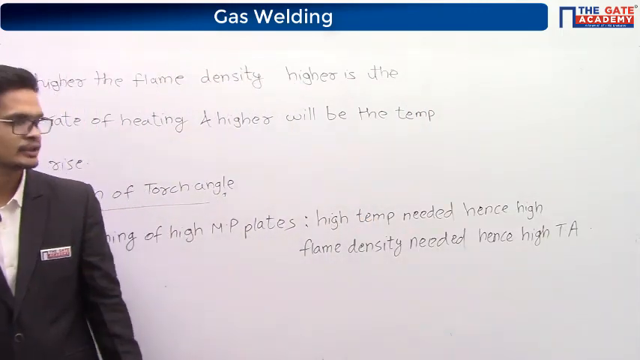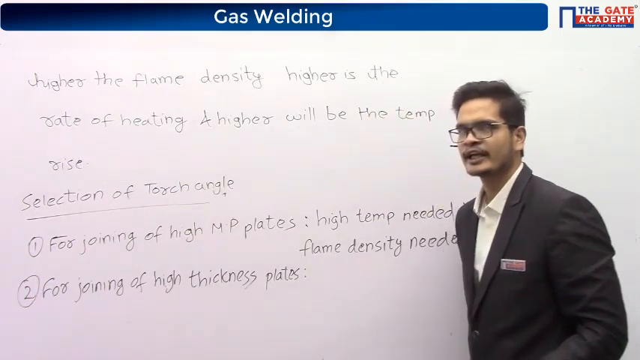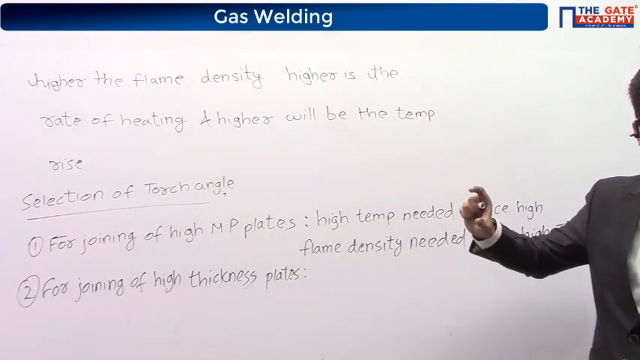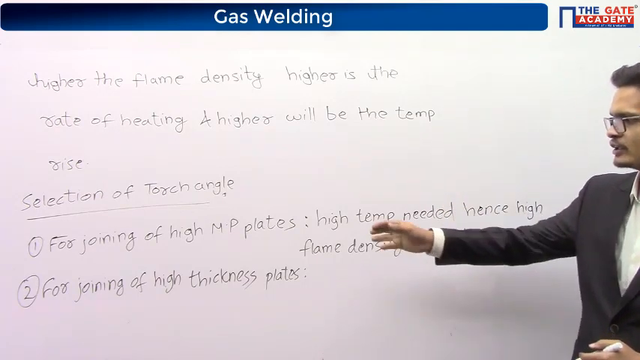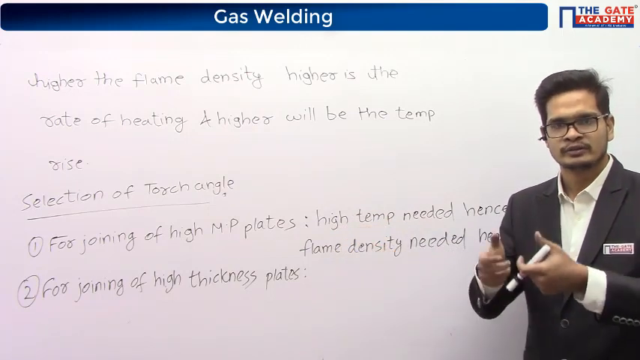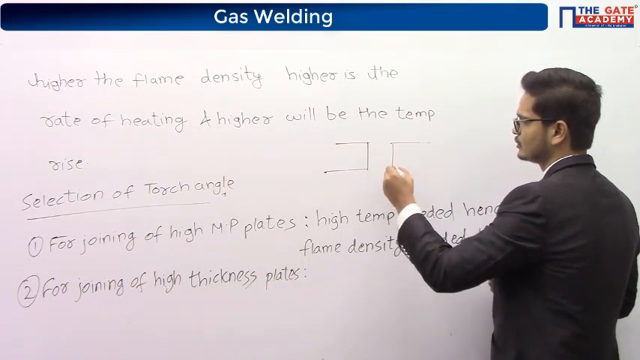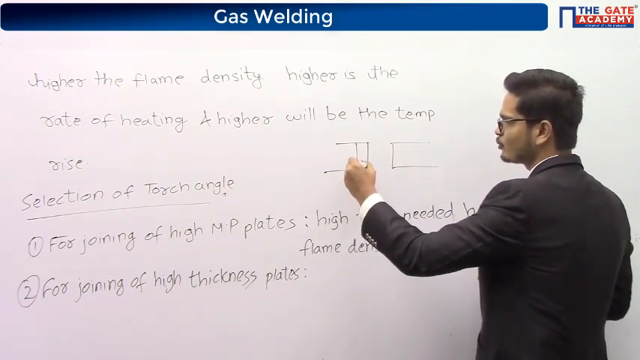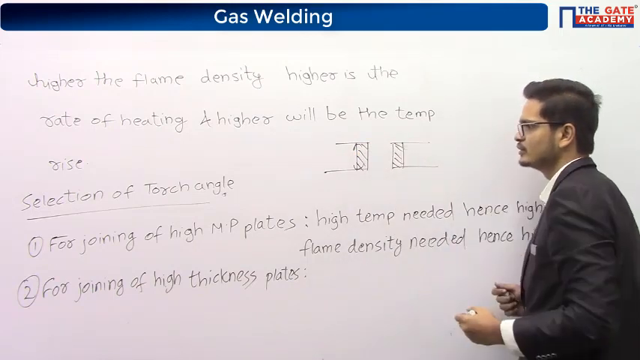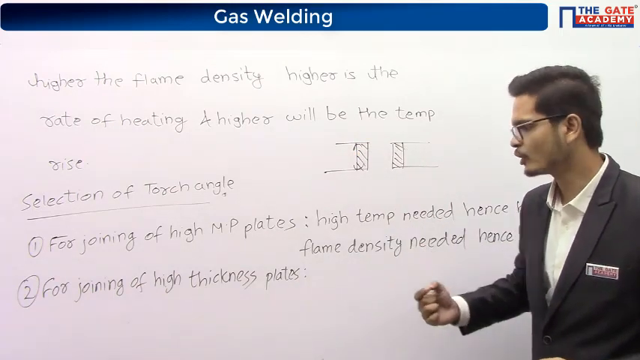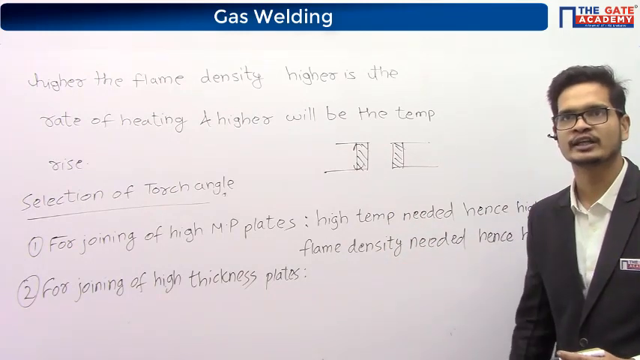Hence high torch angle. Same explanation applies again: if the thickness is high, you will have to supply more heat so that the plates get melted. The plates are thick, so to melt this much material, you will have to supply a large amount of heat in a small time. For that you will need high flame density and hence high torch angle.